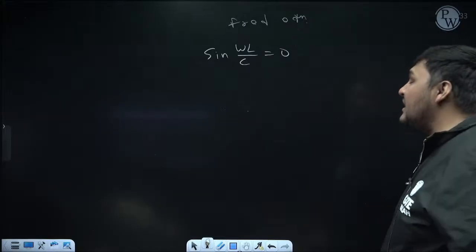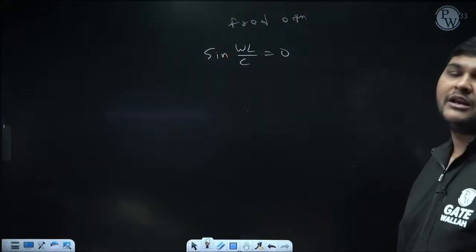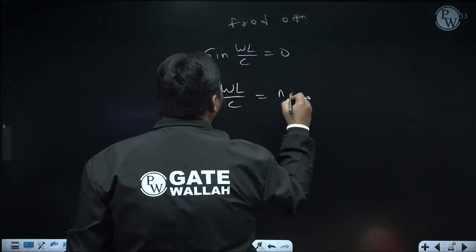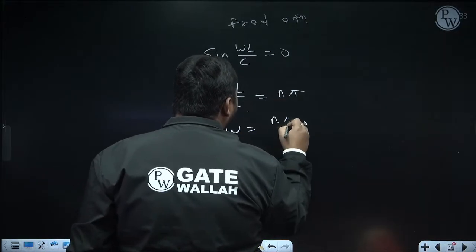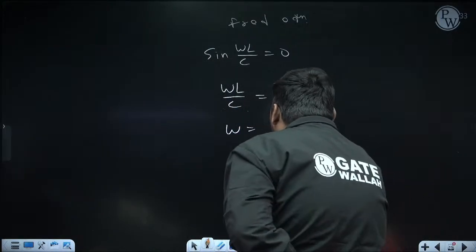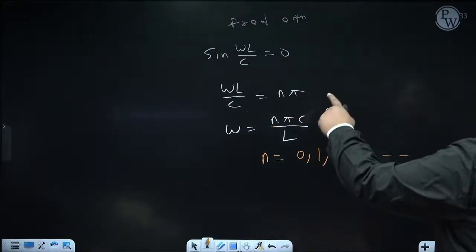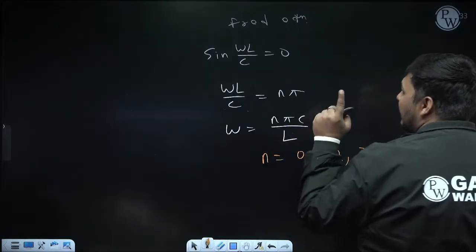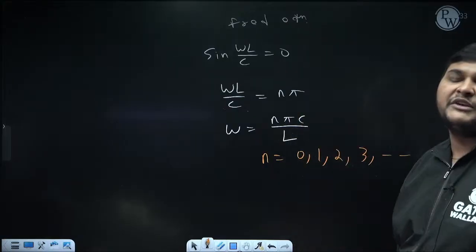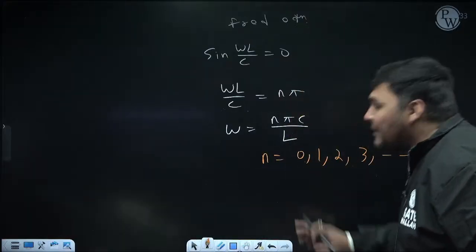Now for the free connection, the frequency equation is the same as for the fixed connection. Again it is sine(omega L by c) equal to 0, which means omega L by c equals n pi, so omega is n pi c by L. The only difference is that in this case n will start from 0. In the fixed connection the frequency equation was also the same, but n started from 1, because putting n equal to 0 gave 0 frequency, which was practically not possible. But here 0 frequency is practically possible.